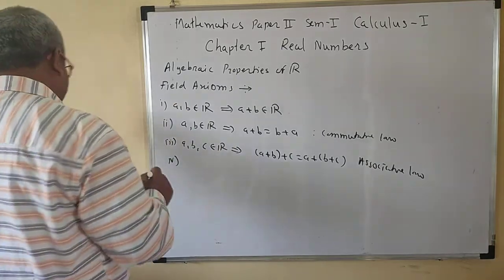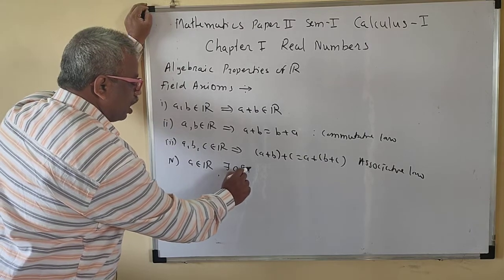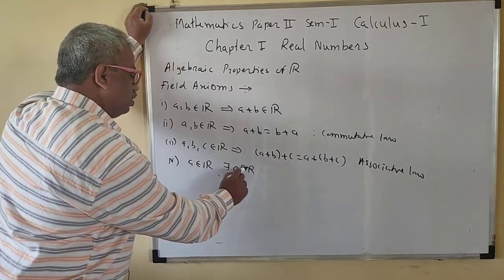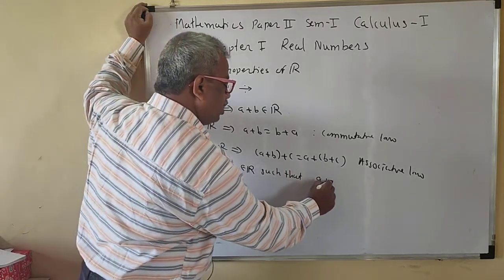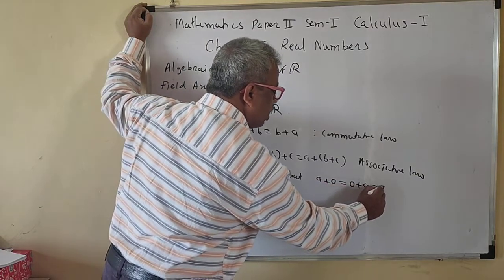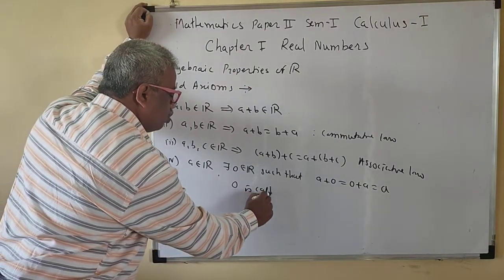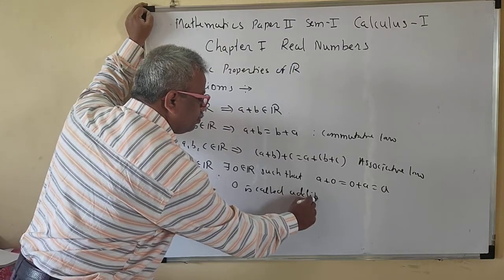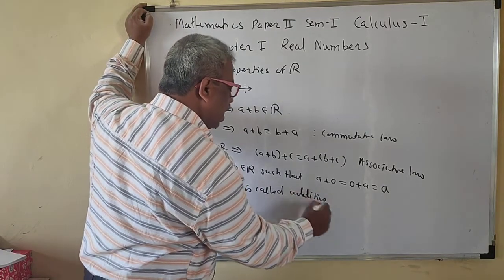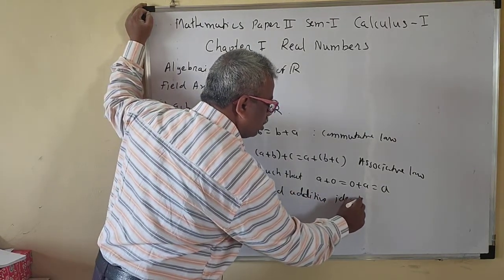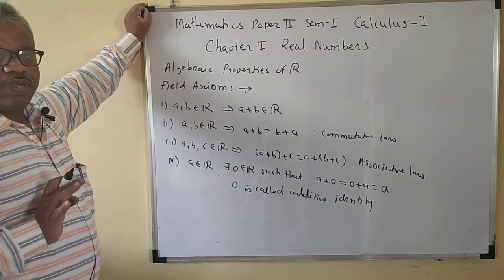So the fourth one is what? For a belongs to R, there exists 0 belongs to R such that a plus 0 is equal to 0 plus a is equal to a. So 0 is called the additive identity. That means if 0 is added to a real number, the real number remains unchanged.